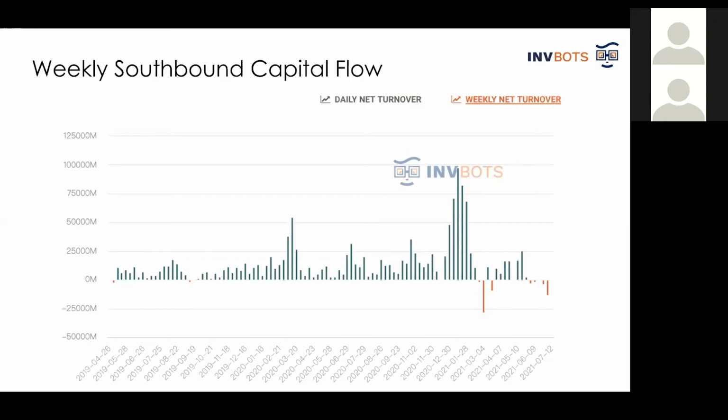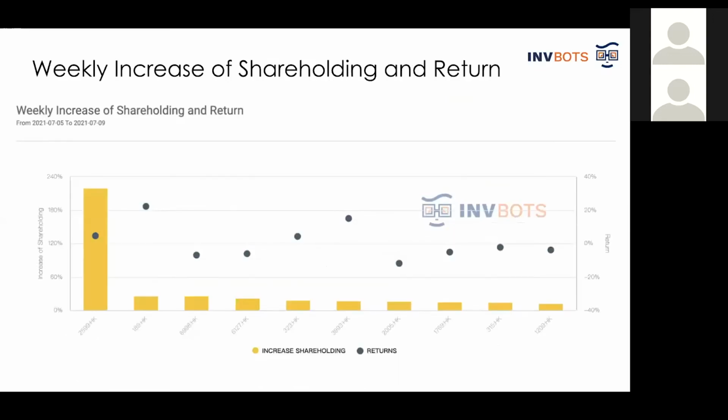And then the next slide would be the weekly one. We can take a look at the weekly increase of shareholdings and their representative returns as well. For example, the stock 2599, they actually increased it by 2.2 times in the increase in Southbound shareholdings. That's very huge, and then you may be interested in the reasons behind, and so you may want to know more about the companies by the data below.